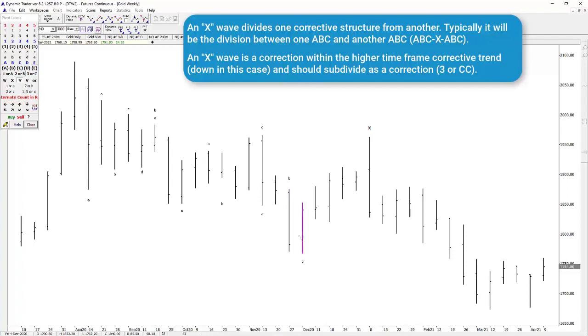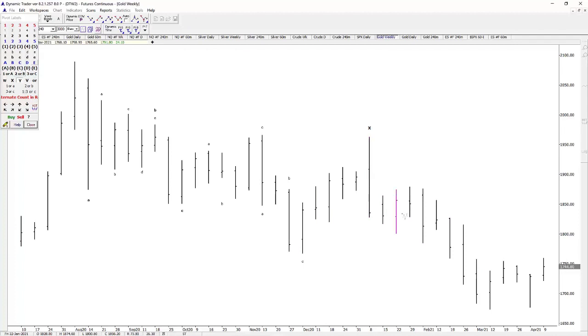obviously part of a correction. It divided that, and now we've got another series of potentially similar degree to all of these that's going to last a considerable amount of time. Maybe this is an A, B, C, X, and then what do we say complex corrections frequently are? A series of ABCs divided potentially by an X. Let's call it the X wave.